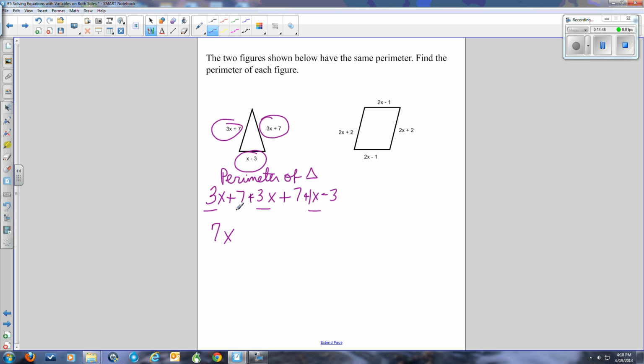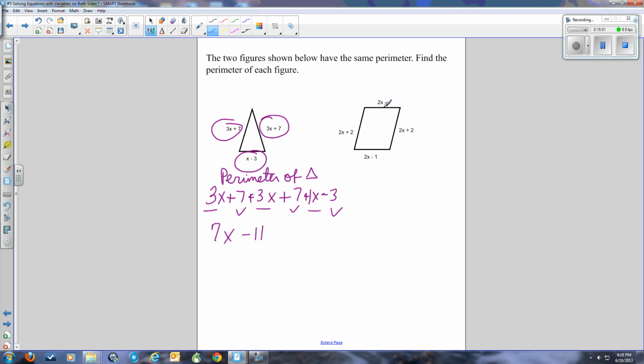Then my other like terms, 7, 7, and negative 3. Well, 7 and 7 is 14. 14 minus 3 is 11. So the expression for the perimeter of the triangle is 7x minus 11.